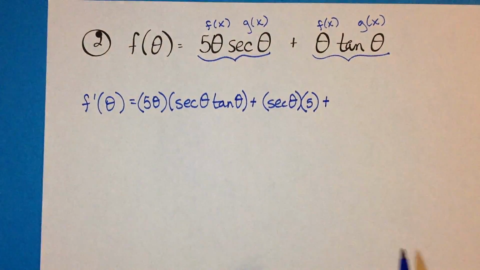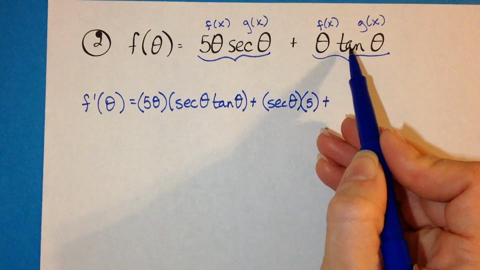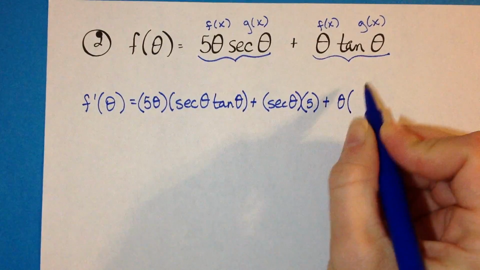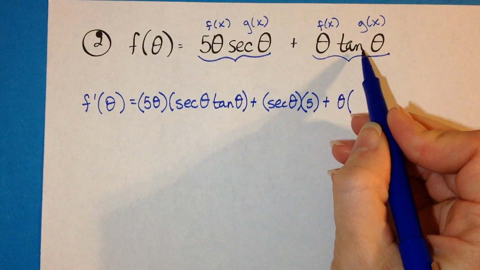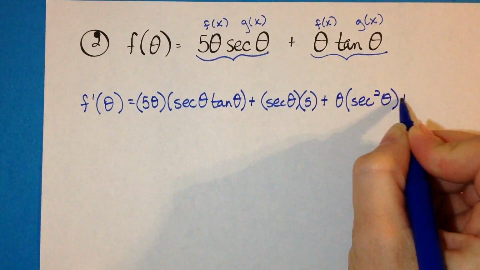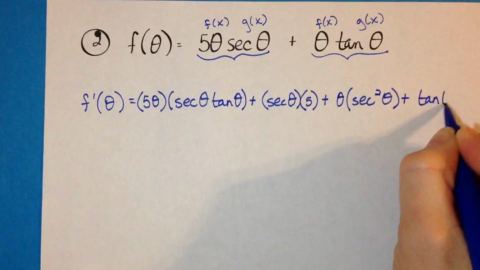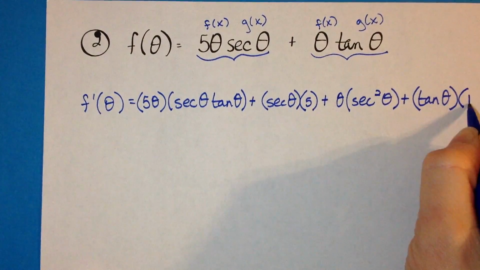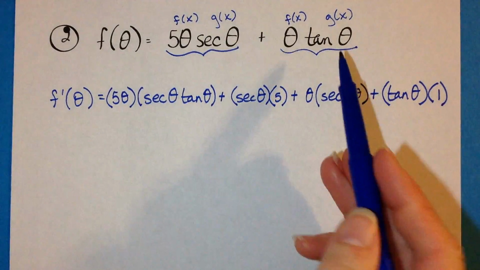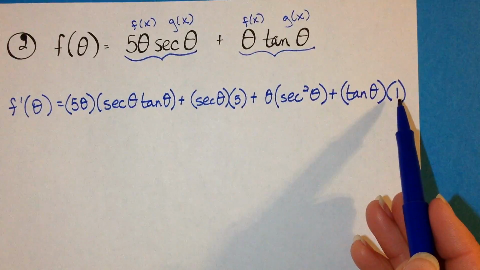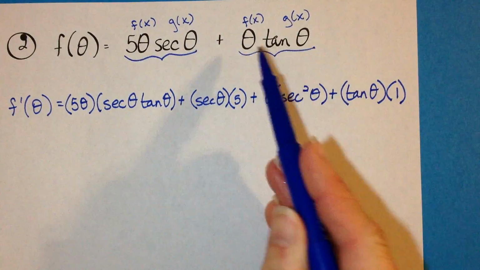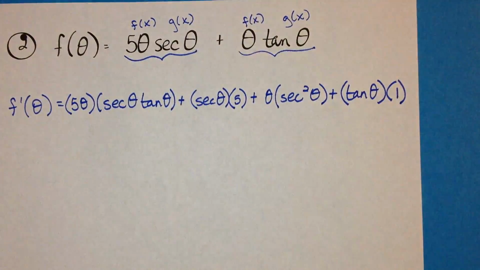Okay, bring down your plus sign and now do product rule with this part. So you'll have first function times the derivative of the second. So the derivative of tangent is going to be secant squared plus second function times the derivative of the first function. So the derivative of theta is just going to be 1. So if you couldn't see that, this is the second function times the derivative of the first function.